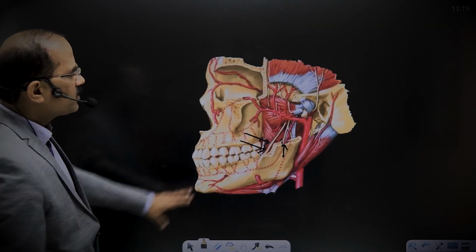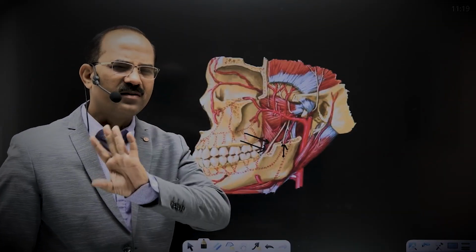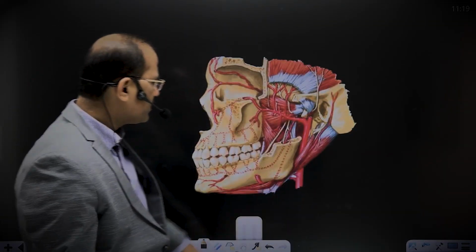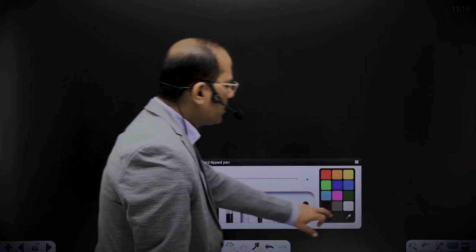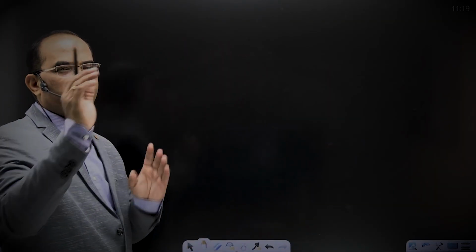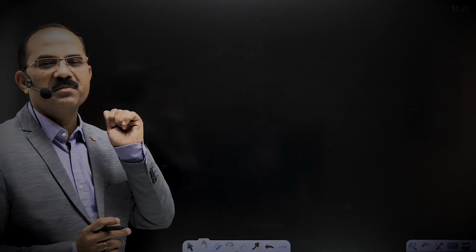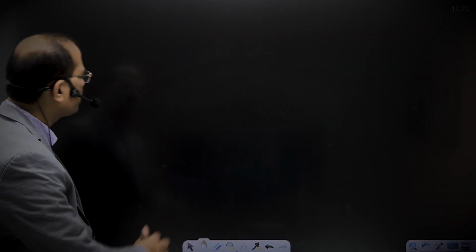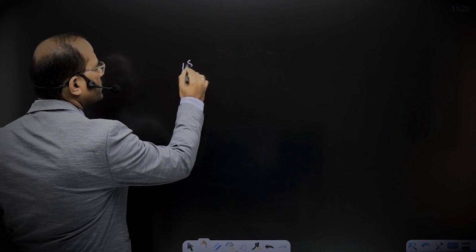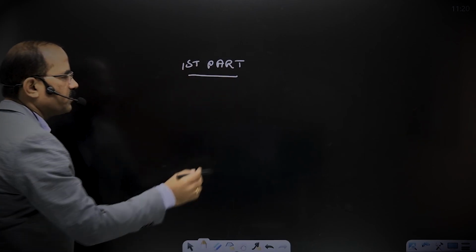Okay, fine. So now let us understand the branches of maxillary artery, first part, second part, third part. So maxillary artery is a terminal branch of external carotid given in the parotid gland, goes deep to the ramus of the mandible, lies on the lateral pterygoid, and is divided into three parts by the lateral pterygoid. Coming to the first part of the maxillary artery, first part is from its beginning to the muscle.